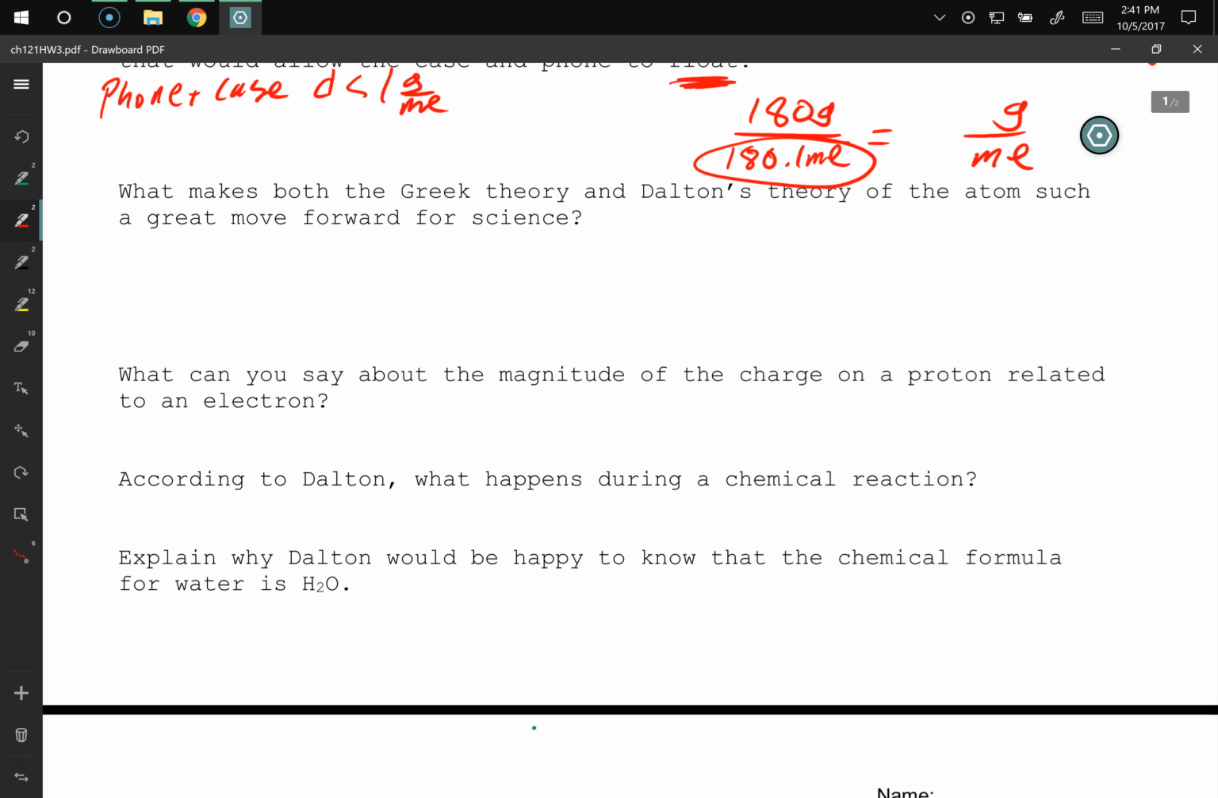We were talking about Crookes the other day, and he basically invented the thing that turned into the TV, and he used it to talk to ghosts. All right, whatever.